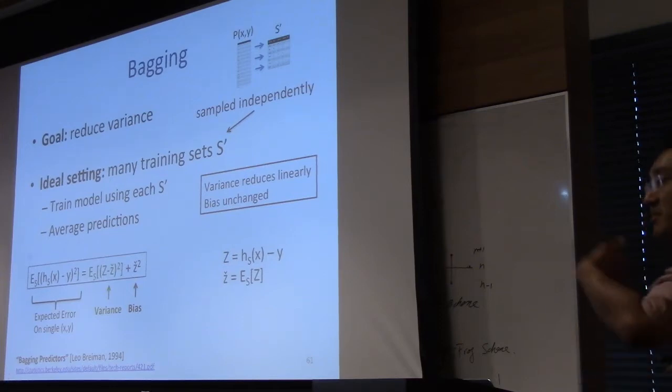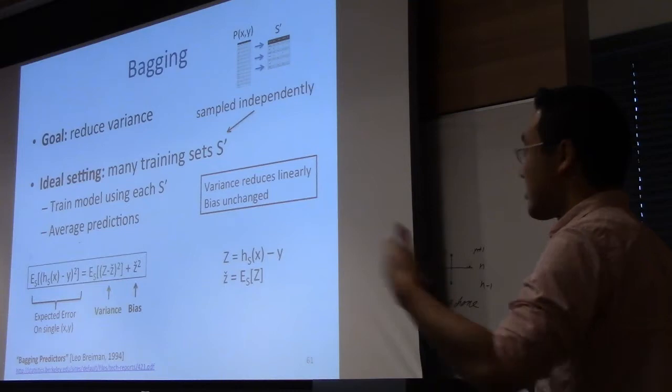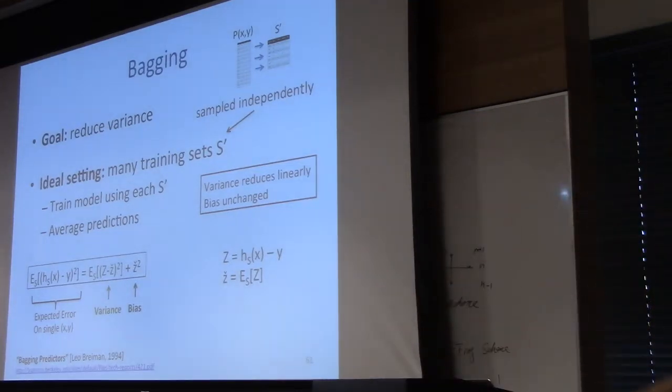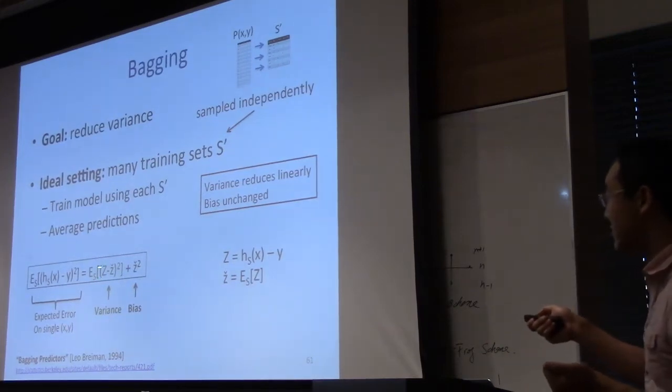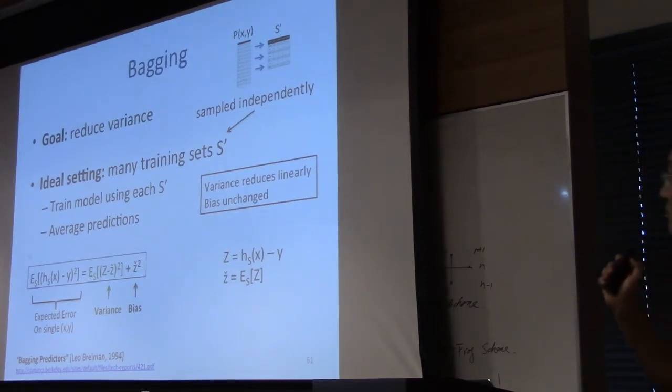If we're able to somehow redraw training examples from the test distribution over and over again, right? So this is obviously not possible, but suppose we were able to do that, and we train a model using each of these new training sets and average all their predictions, this variance term will go to 0 and the bias term will not change.